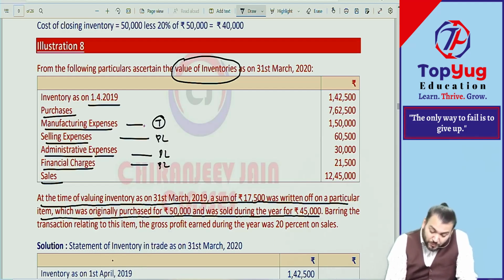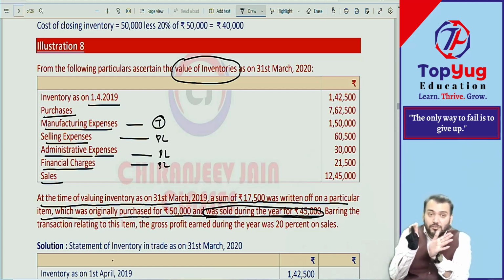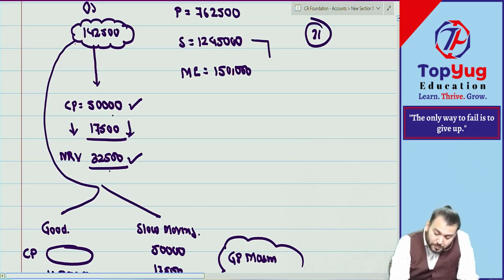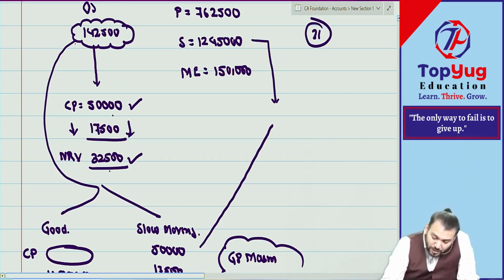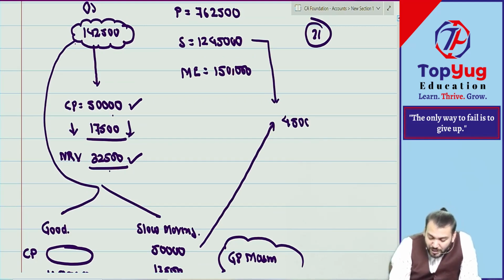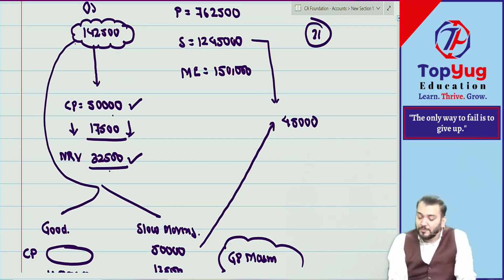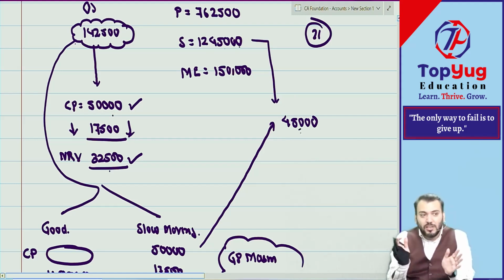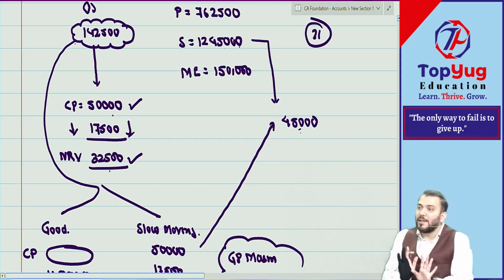Bearing the transaction related, which was sold during the year for rupees 45,000, means this slow moving item was sold during the year at rupees 45,000. Can I say what is the total sales of current year? This includes the sales value of the slow moving item, which was sold at 45,000. This sales will also include sale of good item at what price? 12 lakh 45,000 minus 45,000. So some goods which were good items have been sold at rupees 12 lakh.